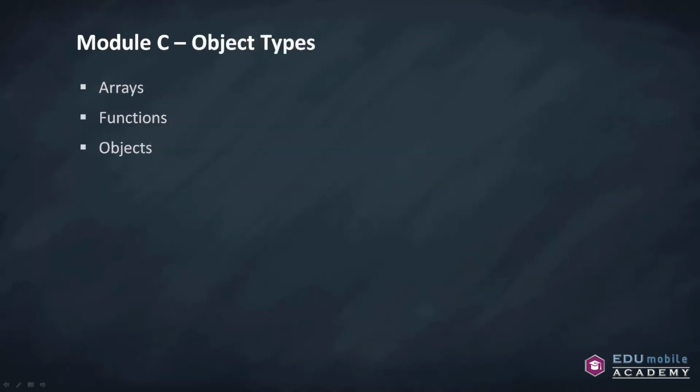In Module C, object types, we're first going to look at arrays. You can think of an array as a list of things, and then we're going to look at functions. And functions are a way of organizing your code into small reusable chunks. And then finally we'll look at objects, which are a way of grouping together data and behavior associated to that data.